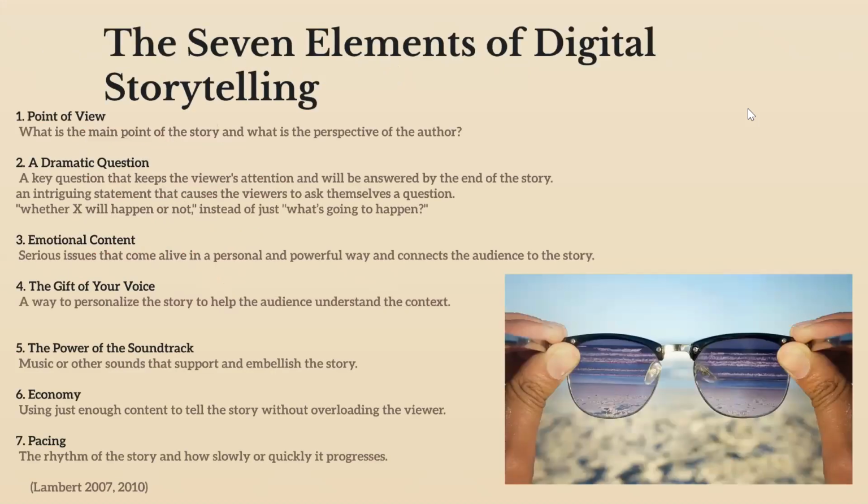So when we start writing a story, there are 7 elements of digital storytelling. There are other research papers that introduced more than that, but this is the basic set. So what's your point of view? What's the perspective of the author? They are thinking something like the topic and the controlling idea, or, when we teach writing, the thesis statement. So what's your point of view?